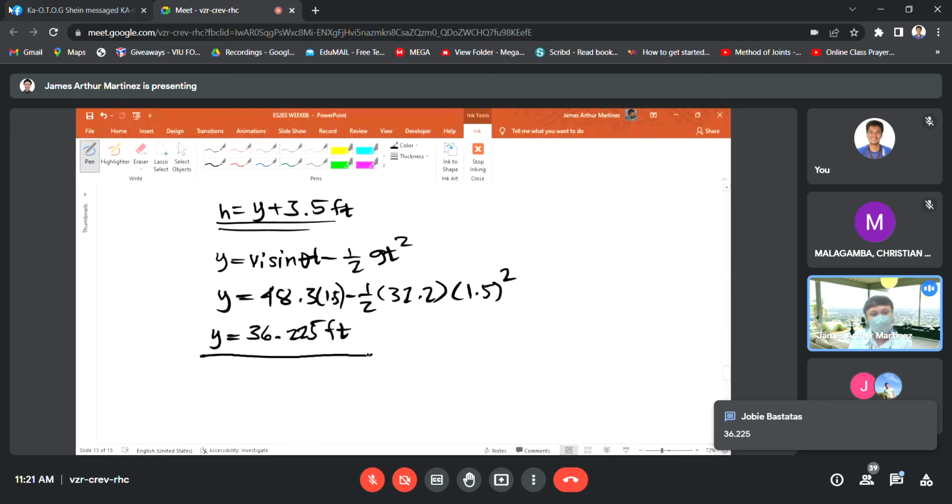But this is not our final answer, since what we are looking for is not the height of your trajectory, but rather the height of your final position from the ground. So plus 3.5. So height therefore is 36.225 plus 3.5, that is 39.725 feet.